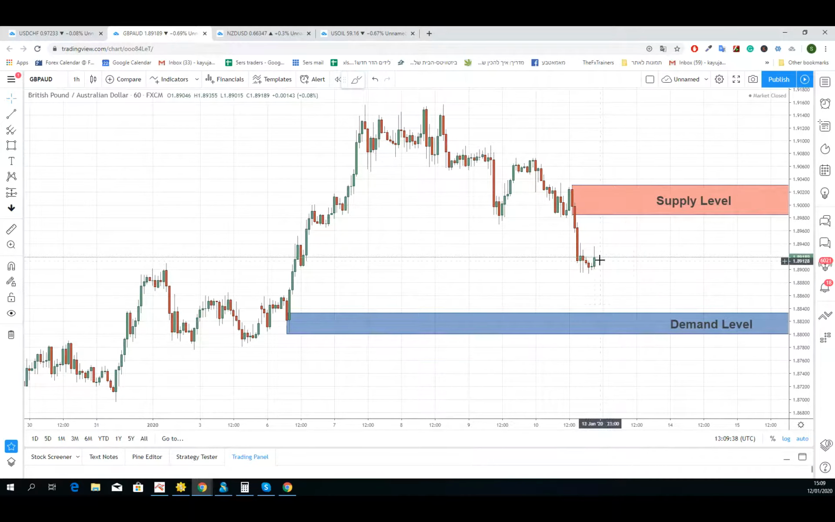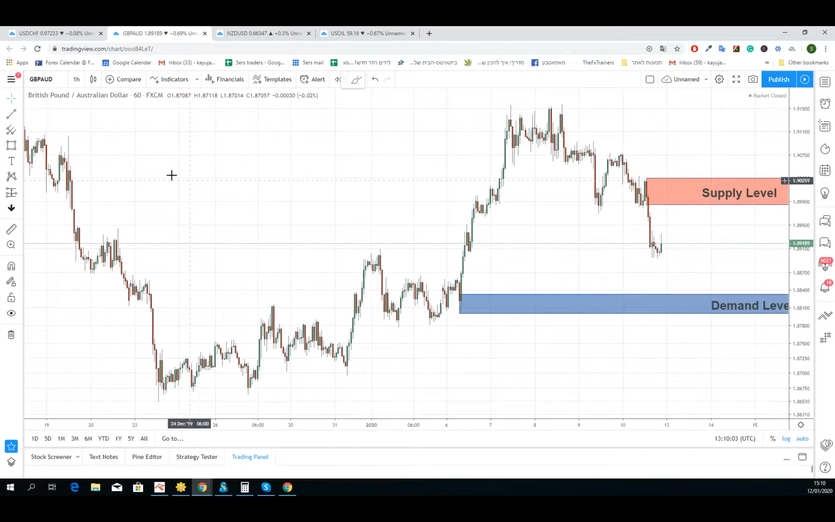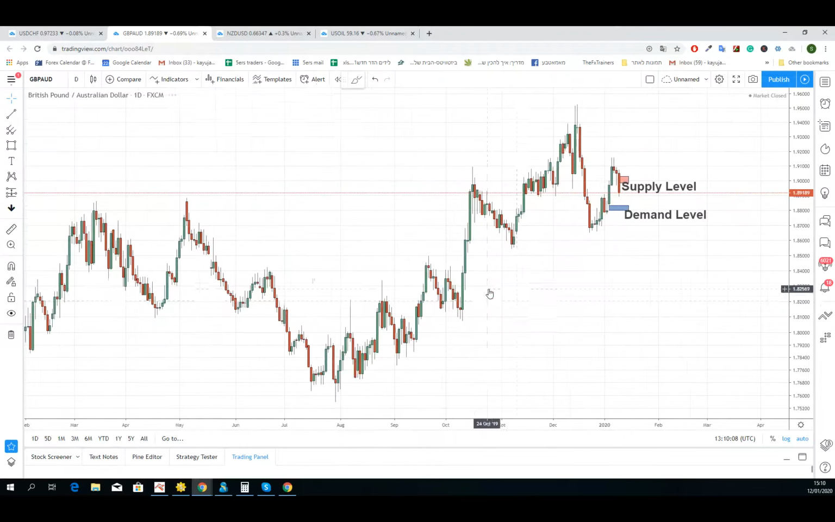So I'll wait for the price to get back to check this supply above. And as it looks now, I consider a great level to sell the GBP AUD. And the target will be this demand below. And from this demand below, I believe that for the long term, if we look at the daily chart, it seems like that in the long term, this demand can be a great level for buy position.